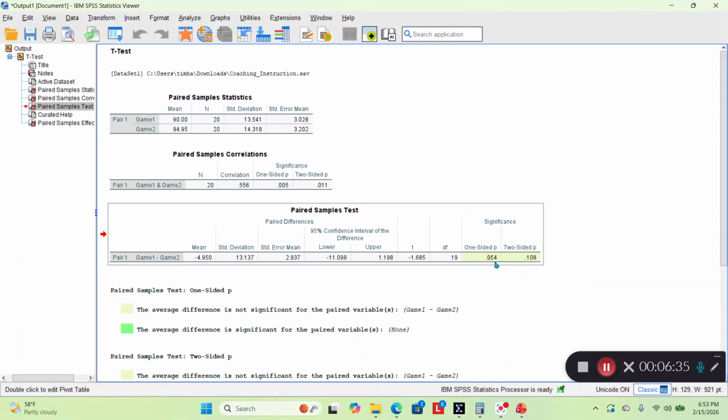All right, so that's basically saying it is not statistically significant based off the paired samples test. So we do see a difference between those two.